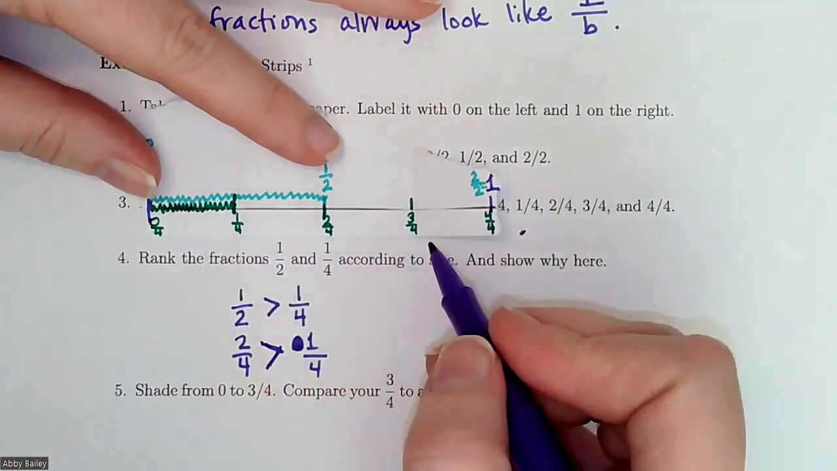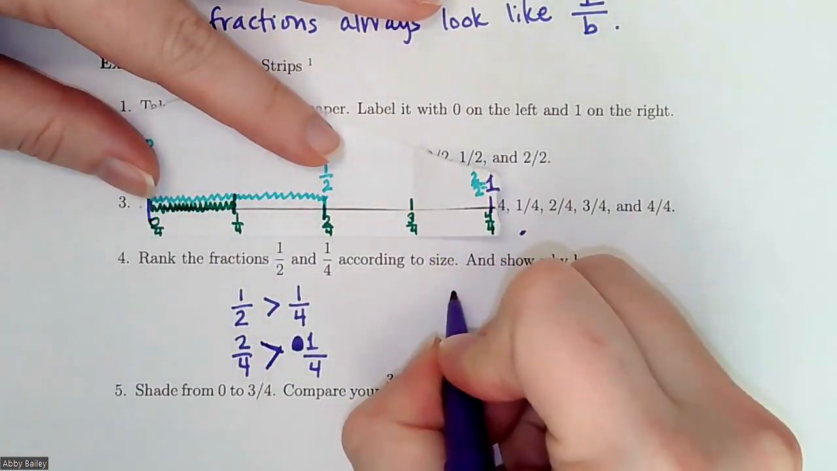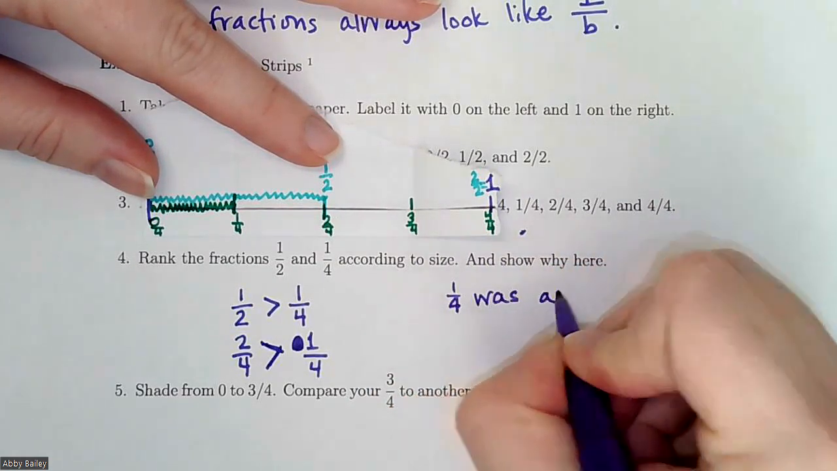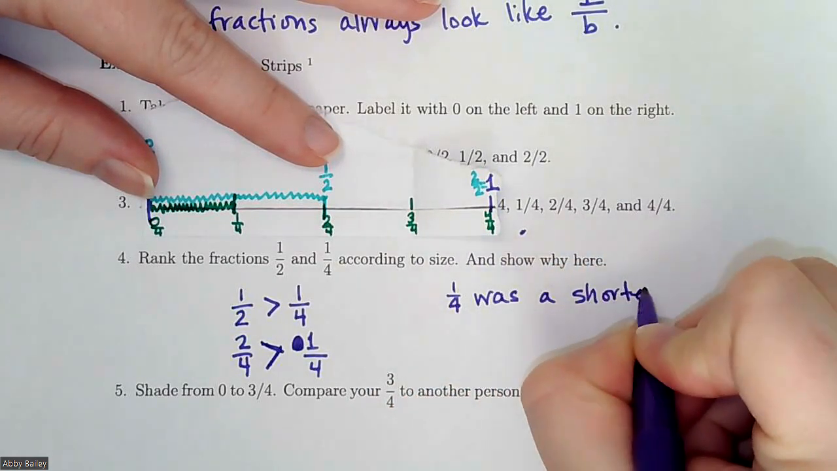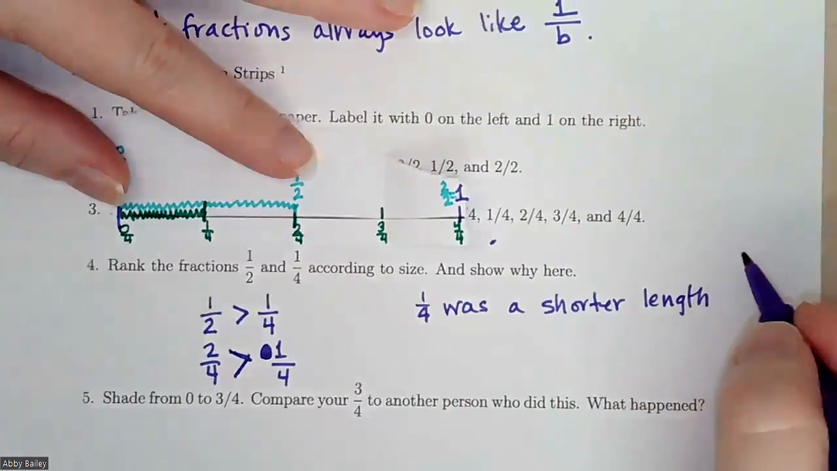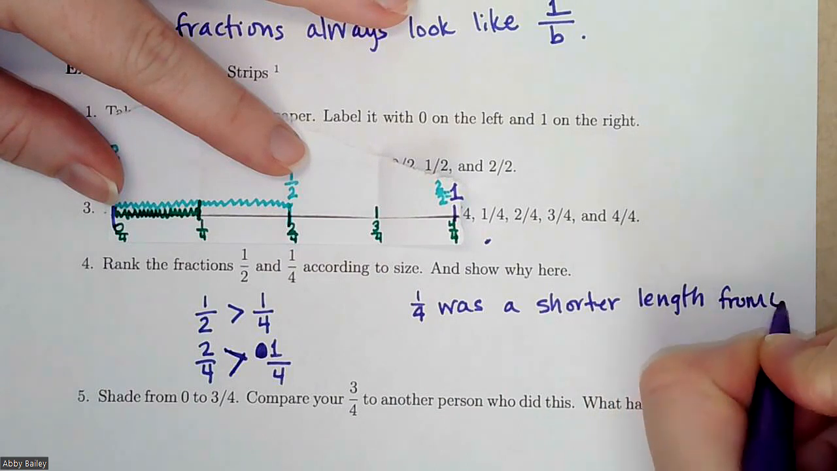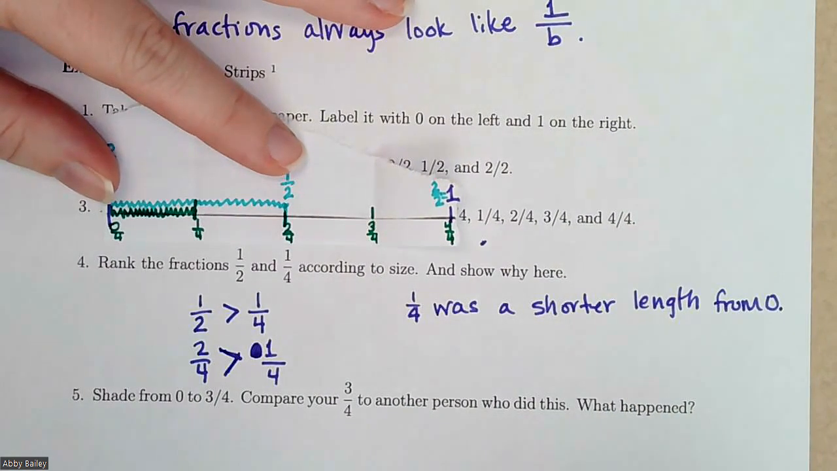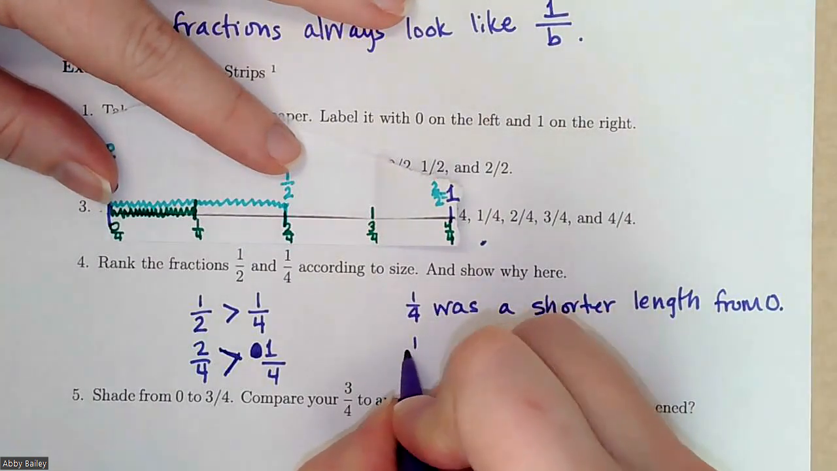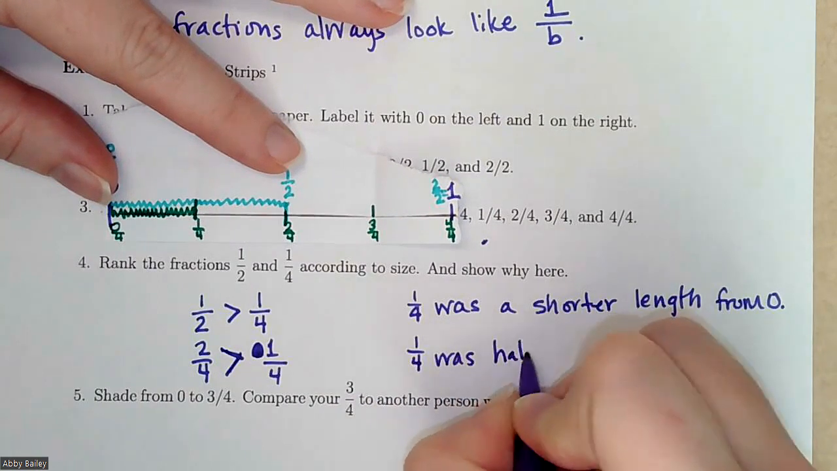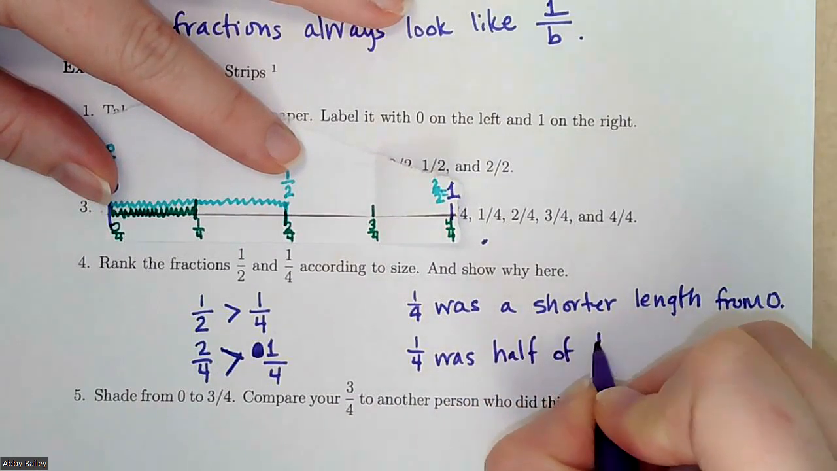So, but when it came to this, 1/4 was a shorter length from 0 than 1/2. As a matter of fact, 1/4 was half of 1/2.